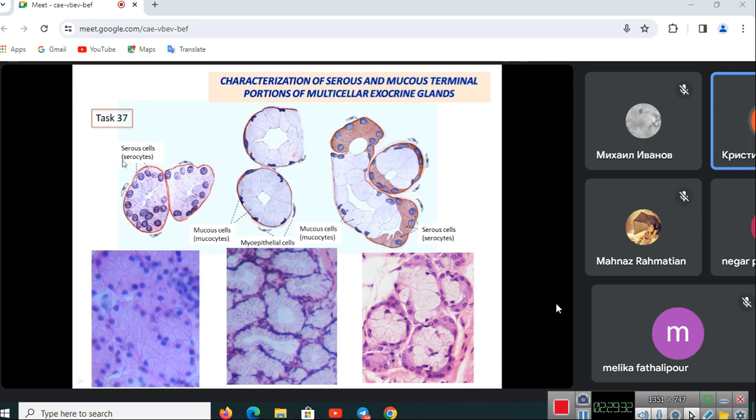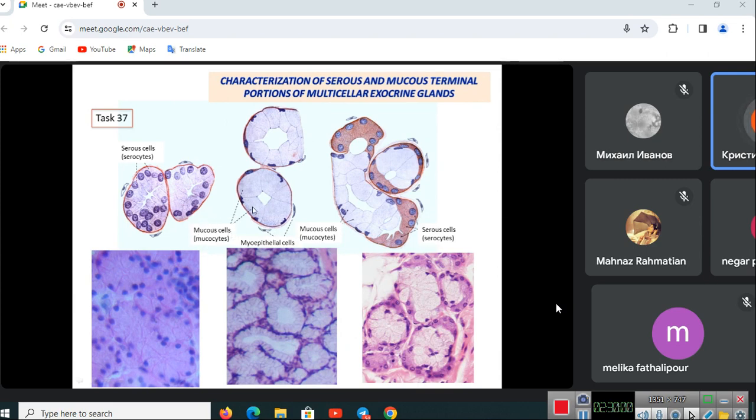We have here three types: serous, mucous, and mixed. Serous we have discussed now. So these are the cell nuclei of serocytes, and myoepithelial cells have flattened cell nuclei like this. Next, mucous secretory portions. They are made up of mucocytes or mucous cells.